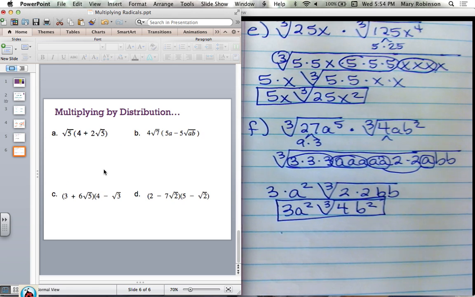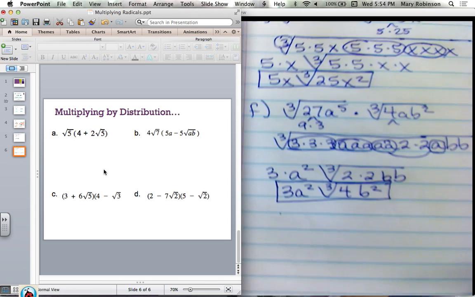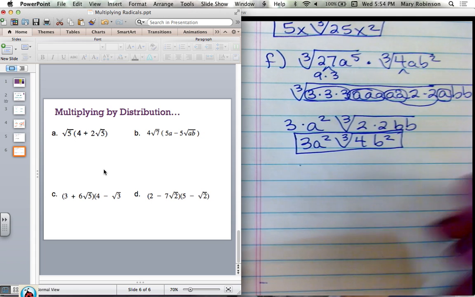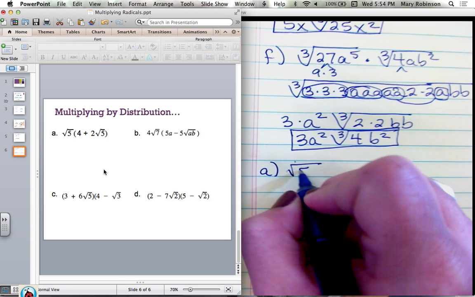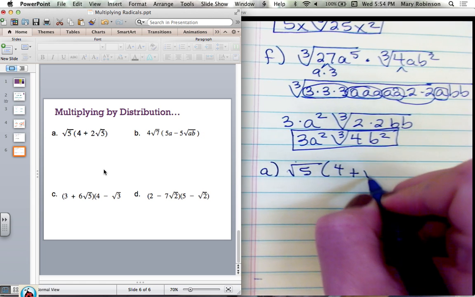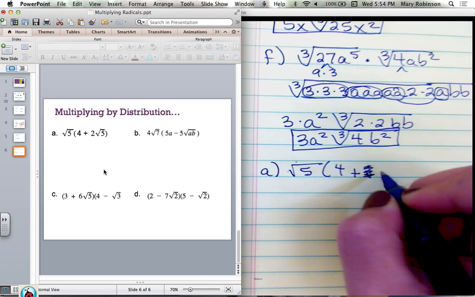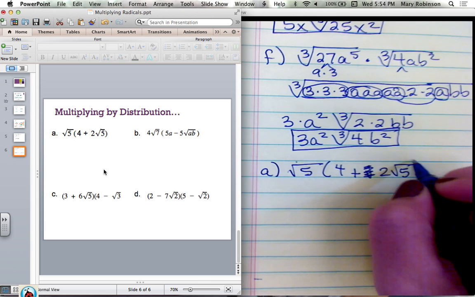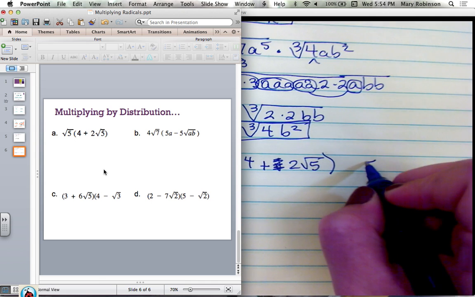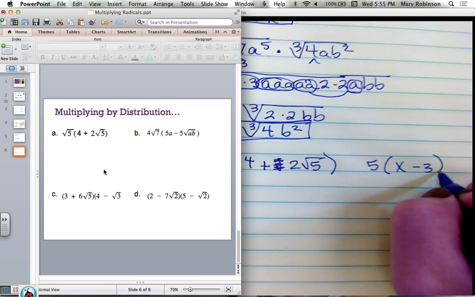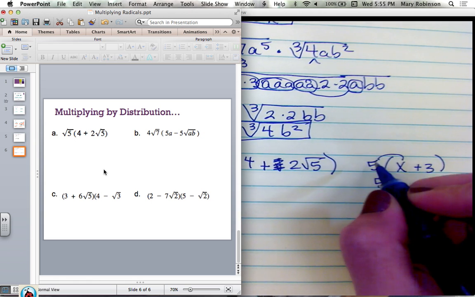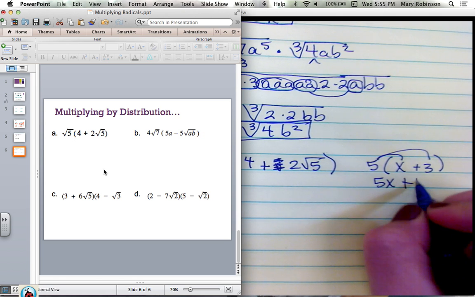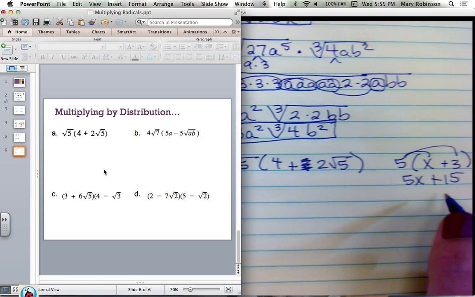So next, we're going to look at using the distribution property to simplify. This is why last weekend I had you all do homework to review how to multiply polynomials. So if we take a look at A, we're multiplying the square root of 5 times 4 plus 2 square roots of 5. We're going to do this the same as we would multiply 5 times x plus 3. If we were to multiply that, 5 times x simply gives us 5x. We're going to put them together. And then 5 times 3 is 15. So the same process applies here.